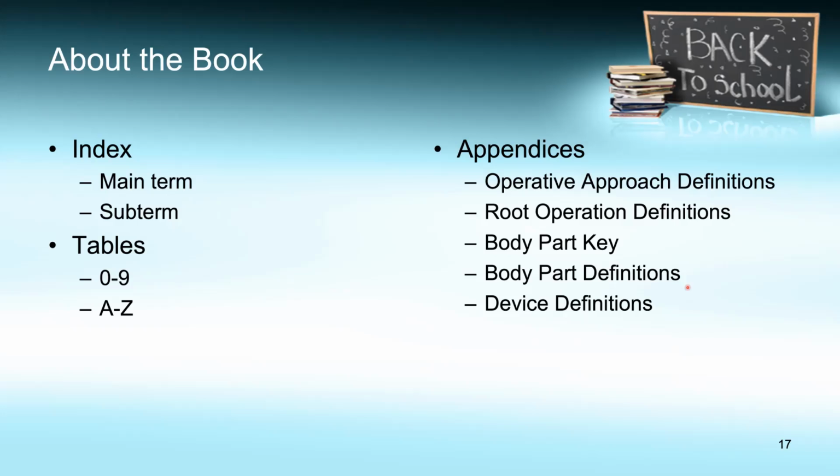Now, depending on what publisher version of a code book you have, the appendices vary in terms of how many different appendices that publisher offers. Most of the time, what you're going to see is most definitely your operative approach definitions, your root operation definitions, your body part keys, your body part definitions, device definitions, and some other things. So always take the time to get a feel for your code book, review it to see what's in the back of the book, how many appendices you have and what they represent. That is a great resource for you and will really help you in your coding process. Understanding the terminology used by PCS is critical. So make use of the resources that are available to you there in your code book.